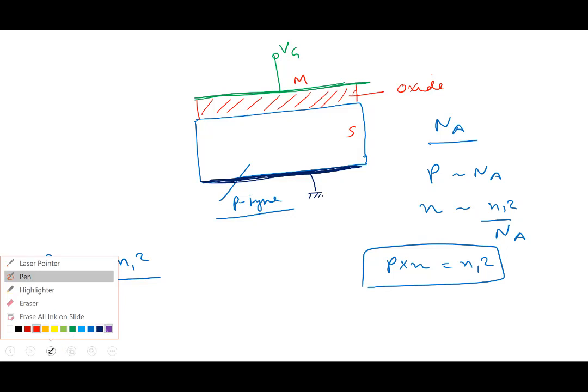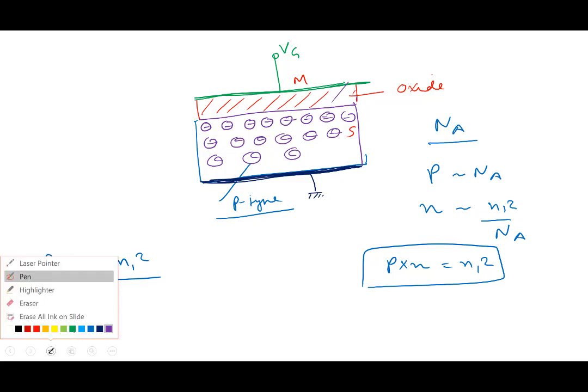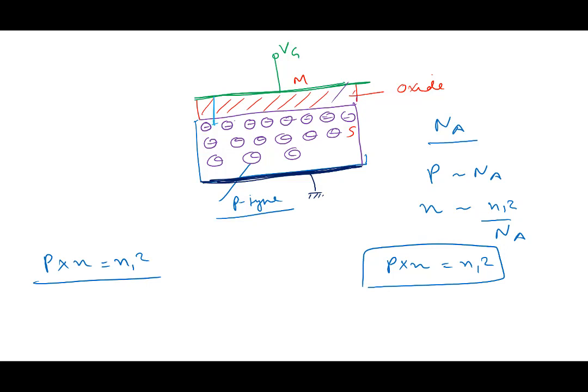Your semiconductor, how does it look? Let's not forget, it's Na. So your semiconductor looks like this, full of acceptor ions, and along with the acceptor ions, all these holes are there. Holes, of course, are mobile. Okay, fine. You apply a voltage Vg greater than zero, what will it do?